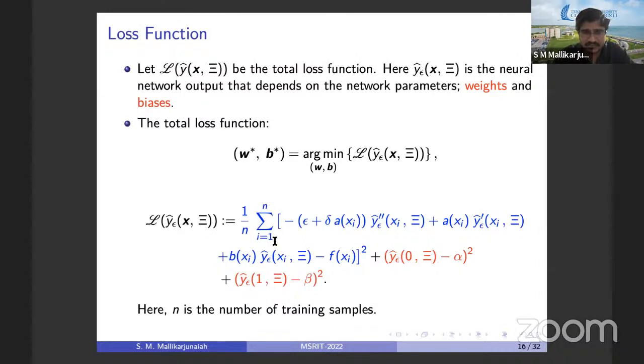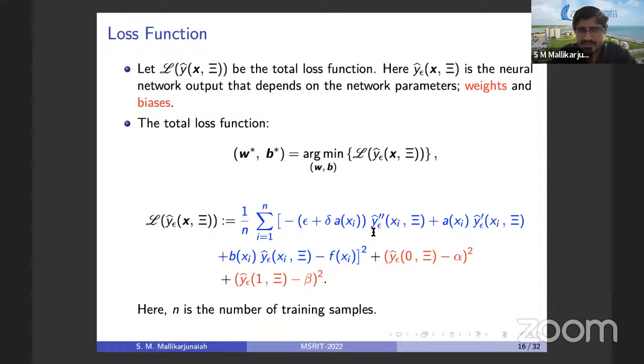And now if you look at this carefully, the blue terms, they're all coming from the differential equation, right? You see epsilon, delta, a, xi. So think of xi's as input, or xi's are the discretization points in your domain. And you know epsilon, you know delta, they are given. N is the number of samples that you take, means the number of points you take between 0 and 1.